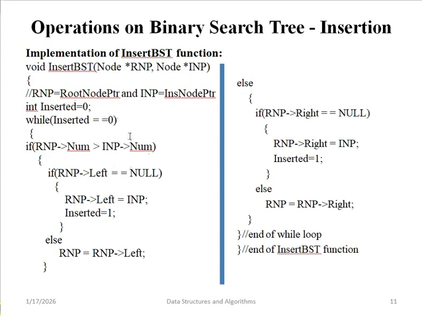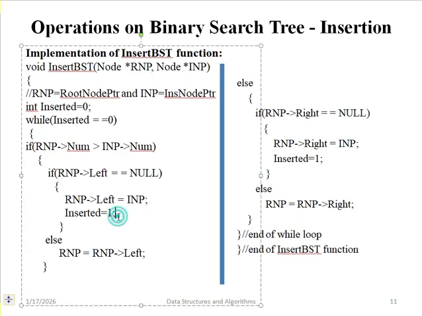That means the node to be inserted is less than the root node, so we should take the left wing. If the left pointer of the root node is null, we should add the node at that left wing of the node, and then assign inserted the value 1, indicating that the node is already added to the tree.